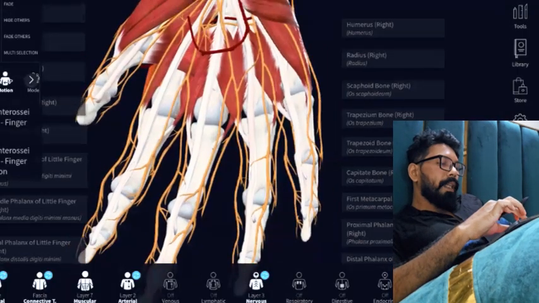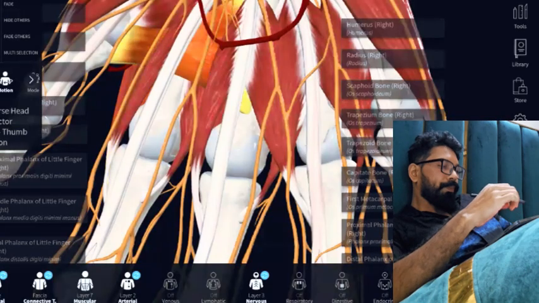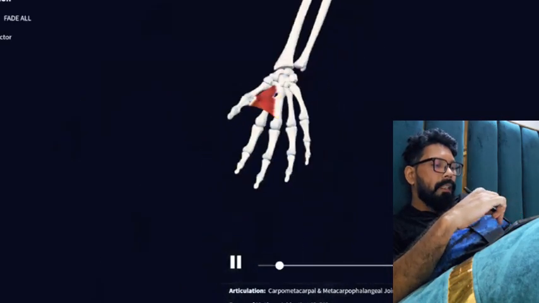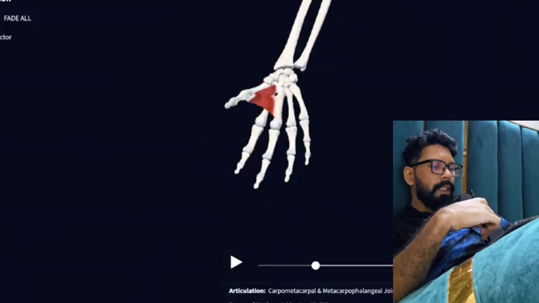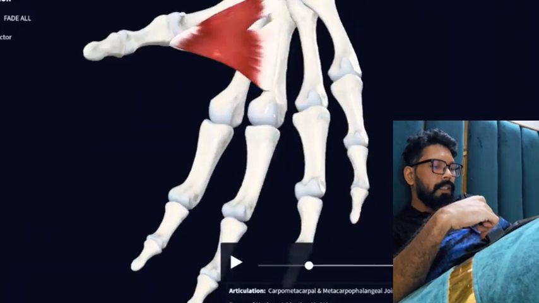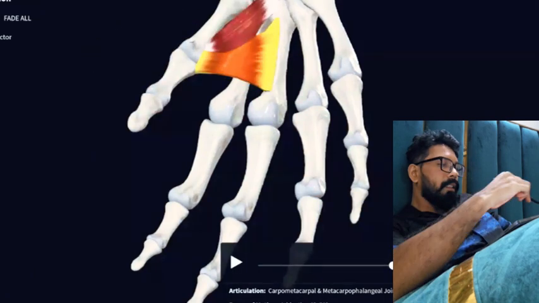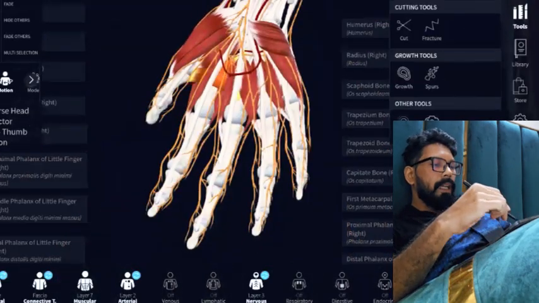Then we have the adductor. The adductor is supplied by the deep branch. It will adduct: adding your thumb with the other fingers, thumb add, thumb add. This is supplied by the deep branch of the ulnar nerve. So all these muscles are supplied by the ulnar nerve.